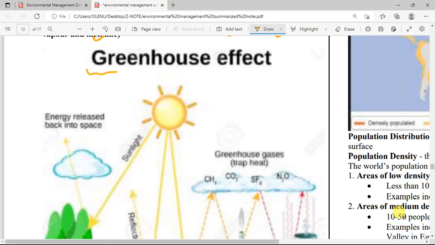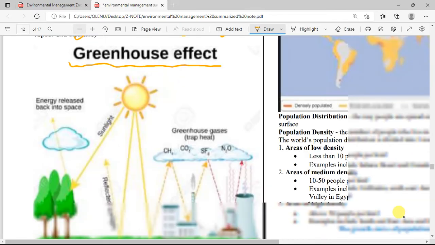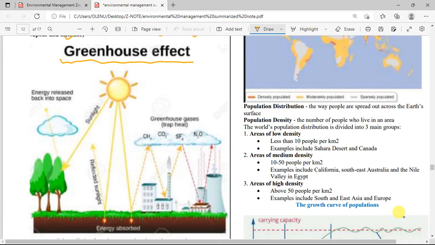Sorry, the greenhouse gas effect enhancement. Let me explain this with this diagram to help understand the concept better. Now, first we have the sun. On a normal day, the sun releases ultraviolet radiation to the Earth's surface. As it releases radiation, it passes through layers of clouds within the troposphere.